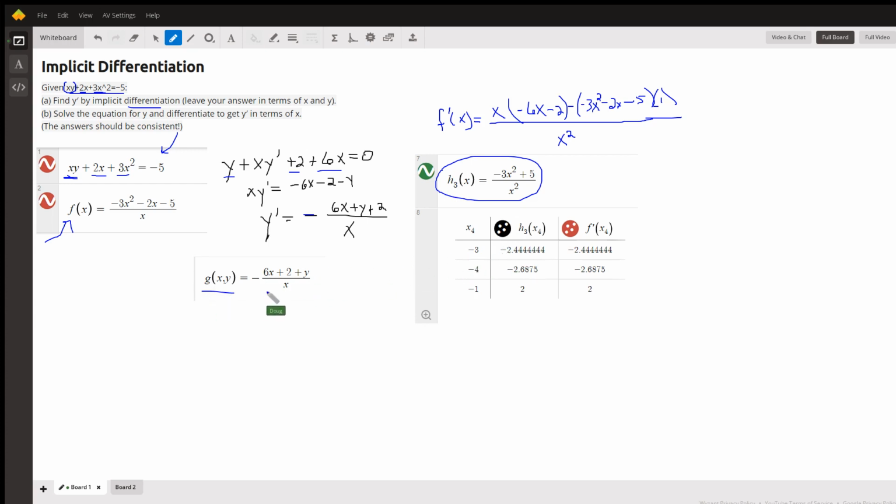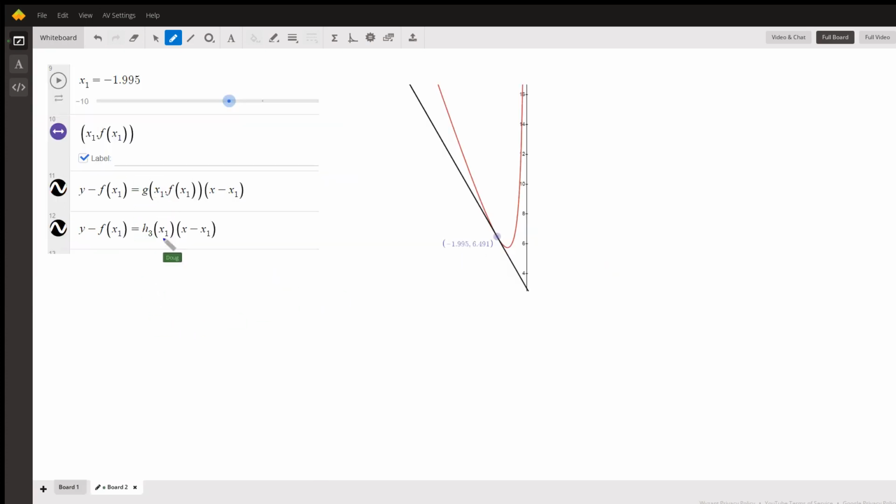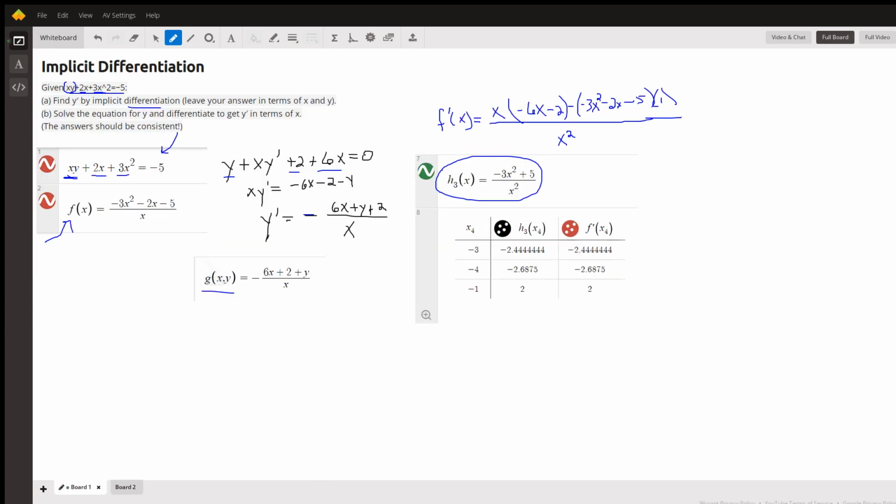I don't have g of x, y in here, but I'll show that on the next screen. But h sub 3 is shown on the next. No, it isn't. Oh, this is h sub 3 right here. Okay, so that's the derivative. It's the same as f prime.